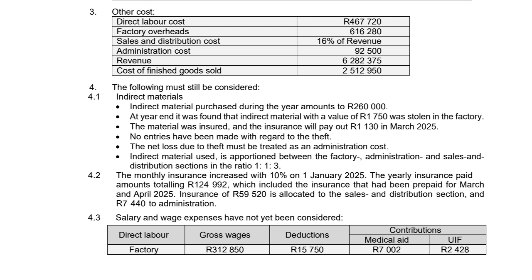4.2. The monthly insurance increase was 10% on 1 January 2025. The yearly insurance paid amounts totaling 124,992 Rand, which include the insurance that had been prepaid for March and April 2025. Insurance of R59,520 is allocated to the sales and distribution section and R7,440 to the administration. 4.3. Salary and wage expenses have not yet been considered. Direct labour factory, gross wages, deductions and contributions for medical aid and UIF.